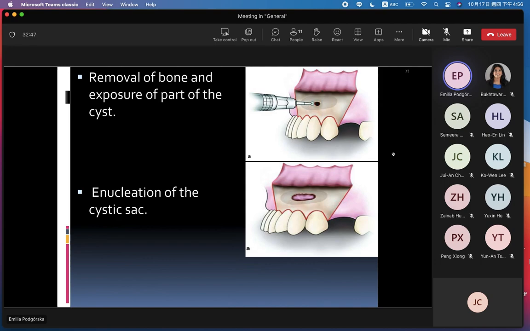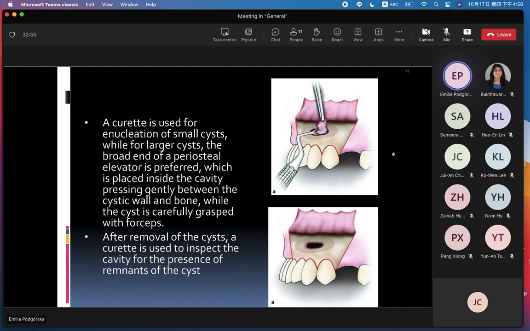Then when we remove a fragment of bone, we see the cyst, and we have enucleation of the sac. We remove it with a curette. So a curette is used for enucleation of small cysts, while for larger cysts, the broad end of a periosteal elevator is preferred, which is placed inside the cavity, pressing gently between the cystic wall and bone, while the cyst is carefully grasped with forceps. After removal of the cyst, a curette is used to inspect the cavity for the presence of remnants of the cyst.